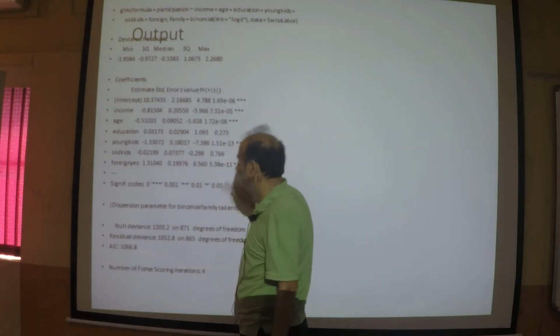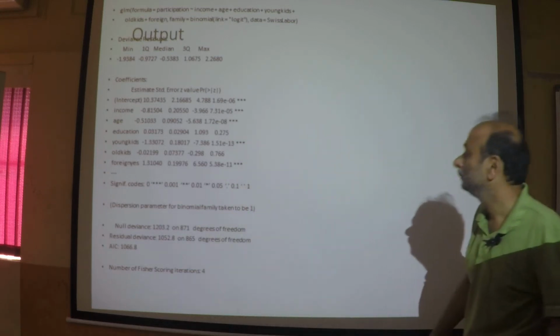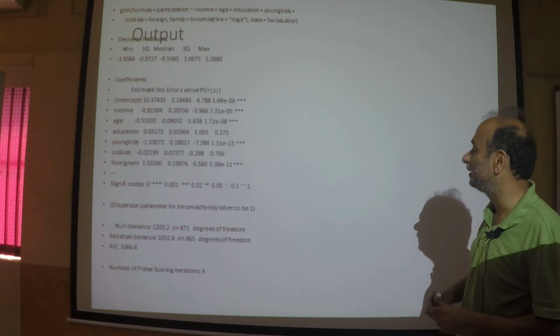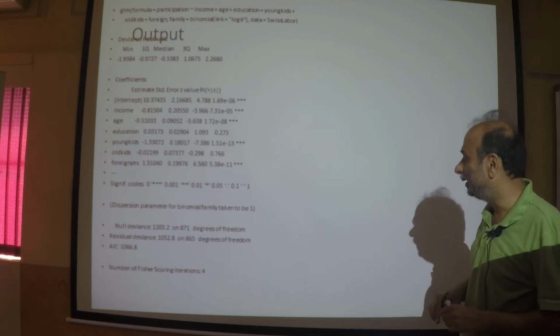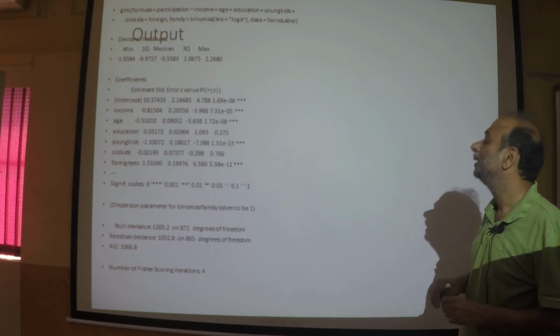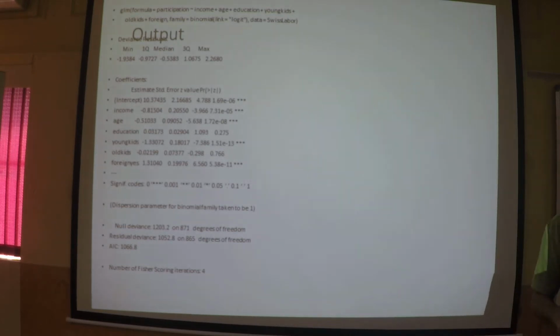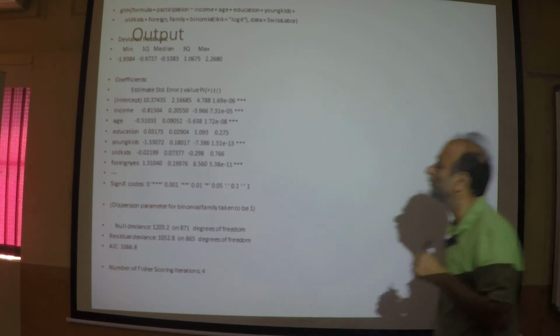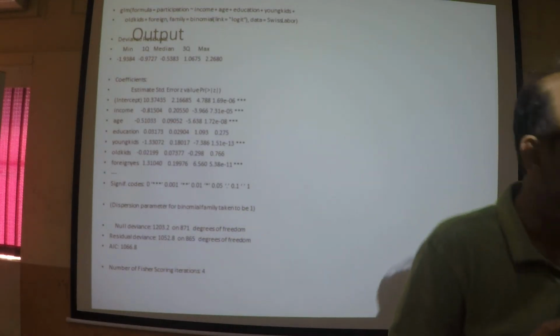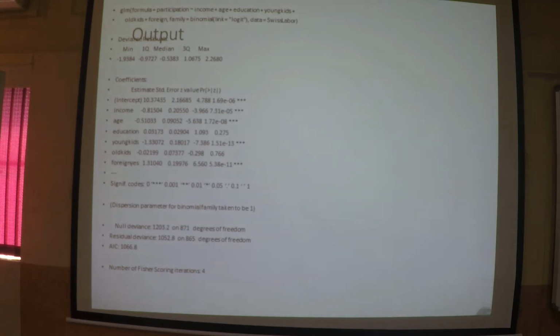Null deviance is 1203.2 on 871 degrees of freedom. Residual deviance 1052.8 on 865 degrees of freedom. The Akaike information criterion, the model selection criterion, is very closely associated with, very similar to, the R square. Your homework is to find what the Akaike information criterion is. The lower the Akaike information criterion, the better the model.